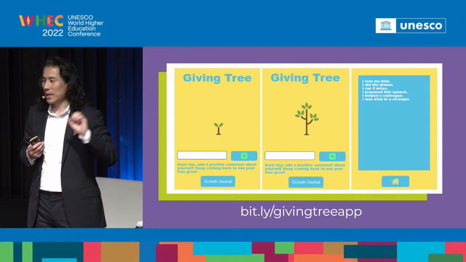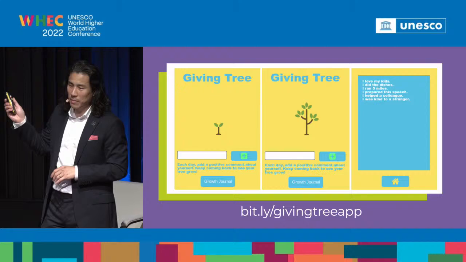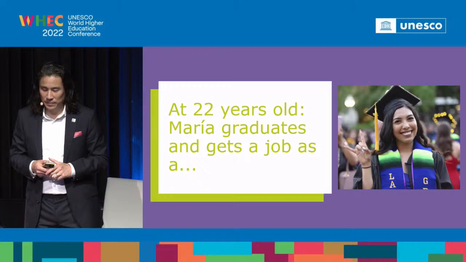They don't see it as an entertainment tool. They're able to create with it. They're able to do better in math and science. They're able to learn metacognition and problem-solving skills, and they're better able to create apps that really mean something to them and their community. And so at 22 years old, Maria graduates.